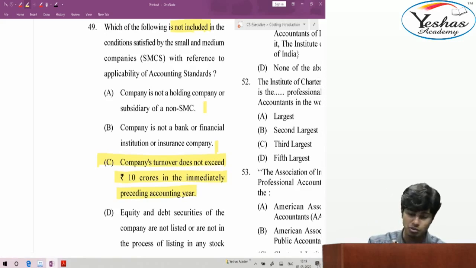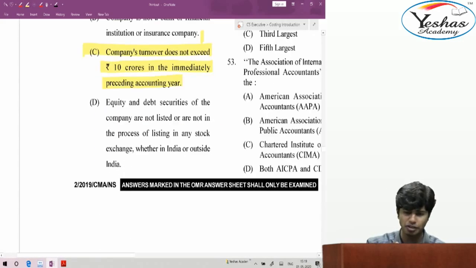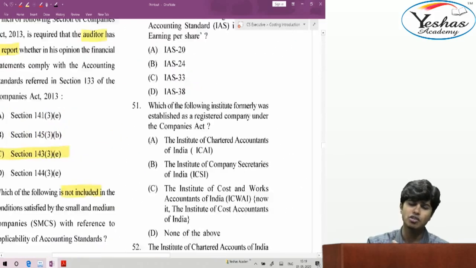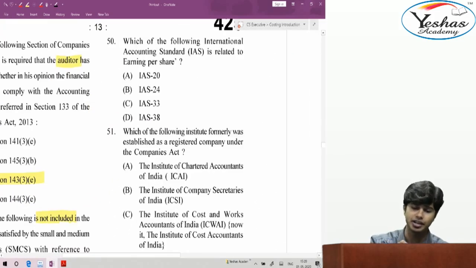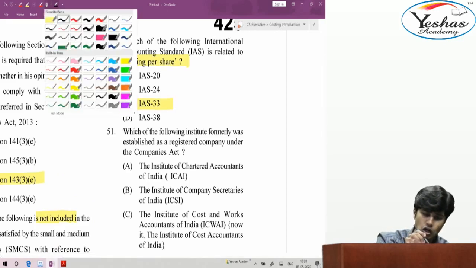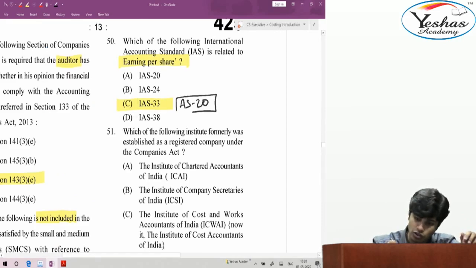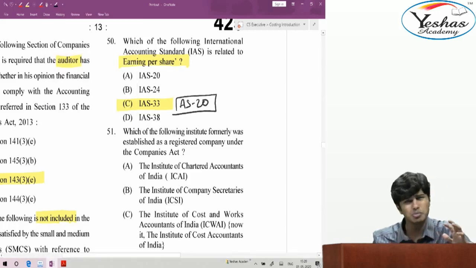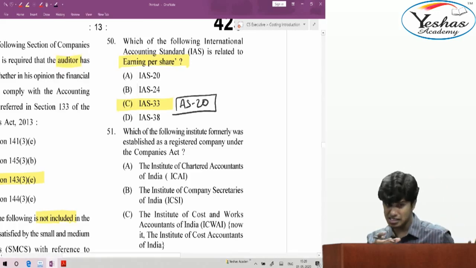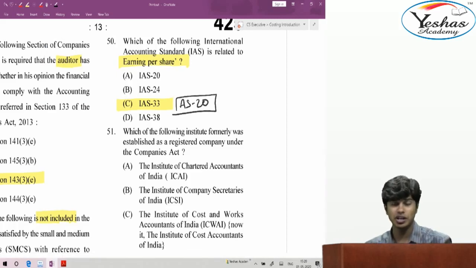Come on now, let us go to question number 50. Which of the following international accounting standards is related to earnings per share? Earnings per share is given in Ind AS 33 or our accounting standard 20. If you are familiar with the numbers, you will get 2-3 good marks in the examination, if they definitely ask something like this. If they ask what is IAS 1, what is IAS 32, financial instruments, what is IAS 2, inventory. Yeah, something of that sort.